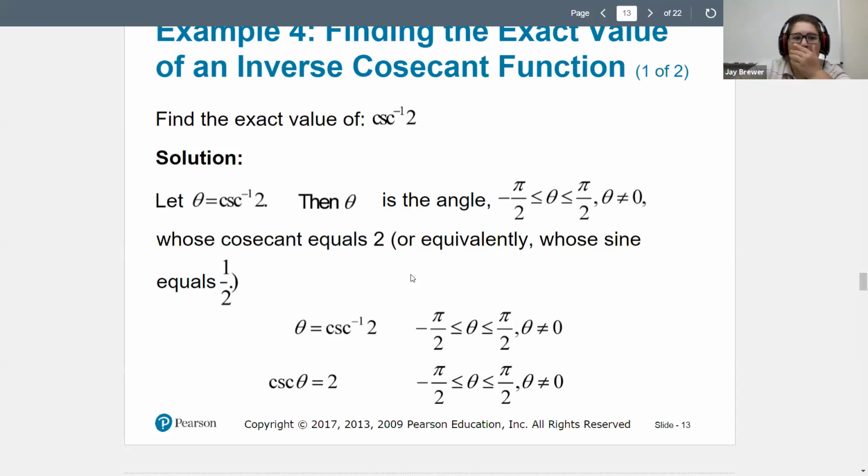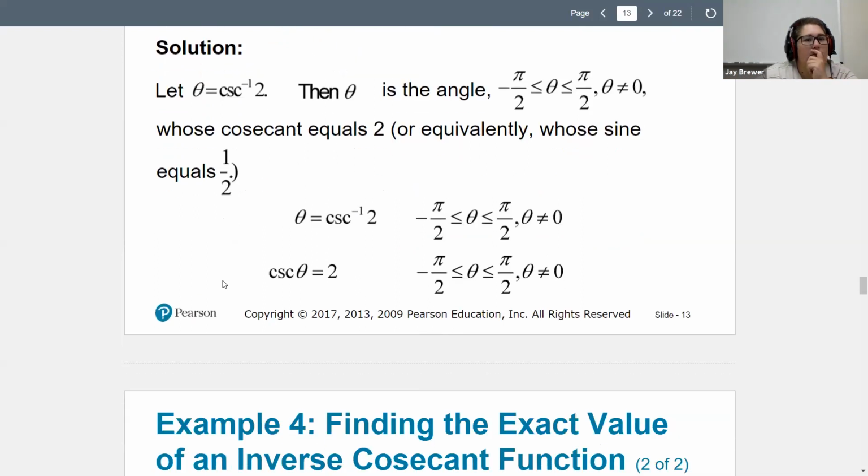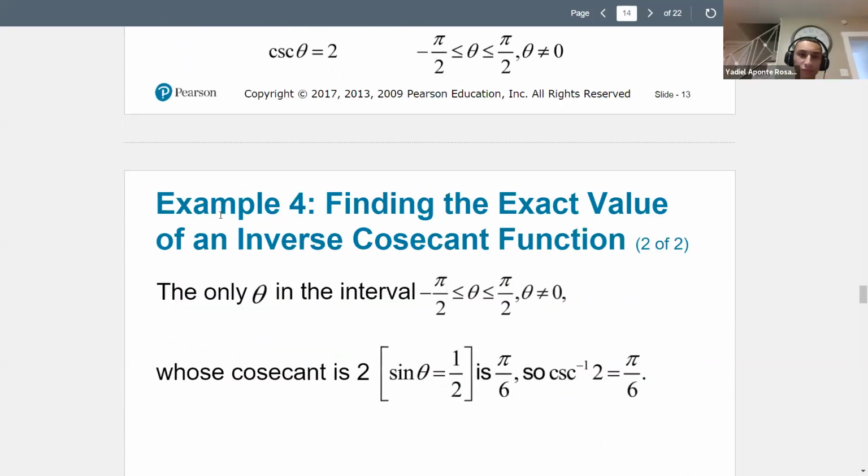If you didn't want to work with cosecant, why could you also consider sine equals 1/2? Why is that allowed? Because cosecant is the inverse of sine. Yep, in a sense. Not the inverse, but more like the reciprocal. There you go, the reciprocal. Very good. So the only theta in the interval between negative pi over 2 and pi over 2 whose cosecant is 2, or whose sine is 1/2, is pi over 6.